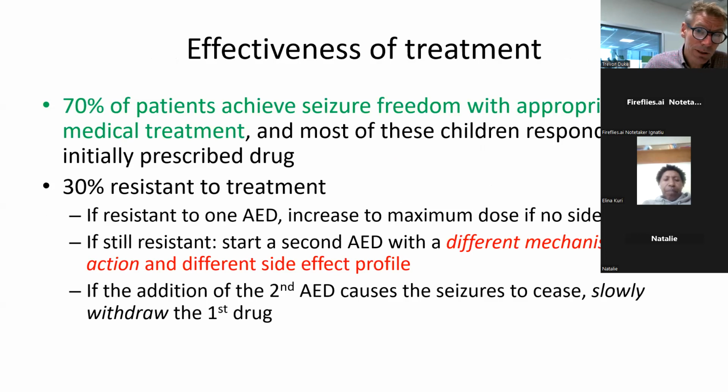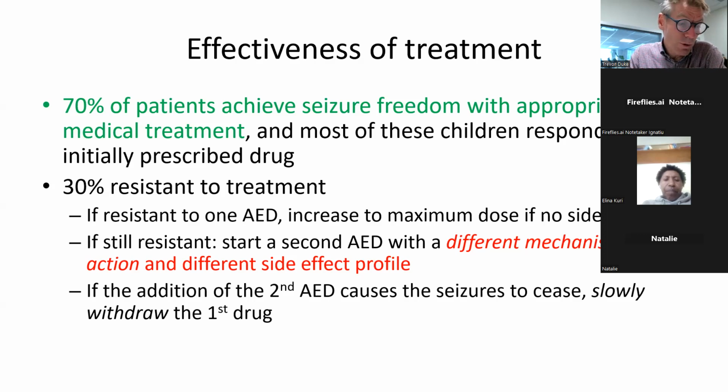The treatment of epilepsy is very effective. If you go through this process of trial and error, getting the doses right, managing the child's epilepsy and trying to characterize their epilepsy and choose the right drug, then 70% of children can achieve seizure freedom with medical treatment, with the initially prescribed drug. So 70% respond to the first drug you put them on. About a third, or 30%, are resistant to treatment.